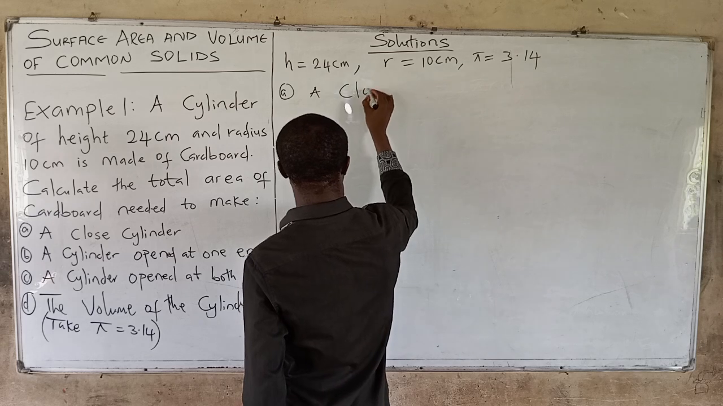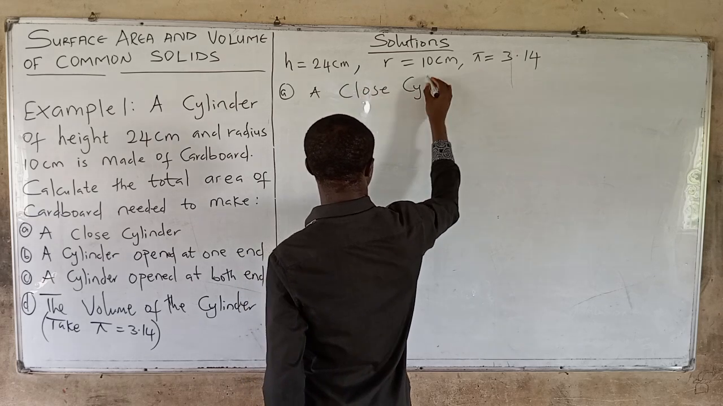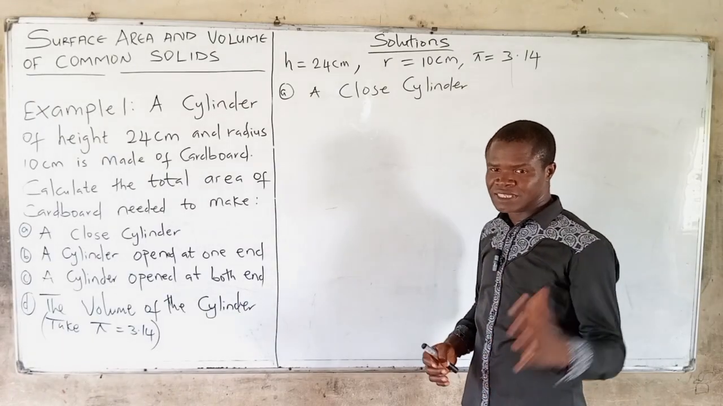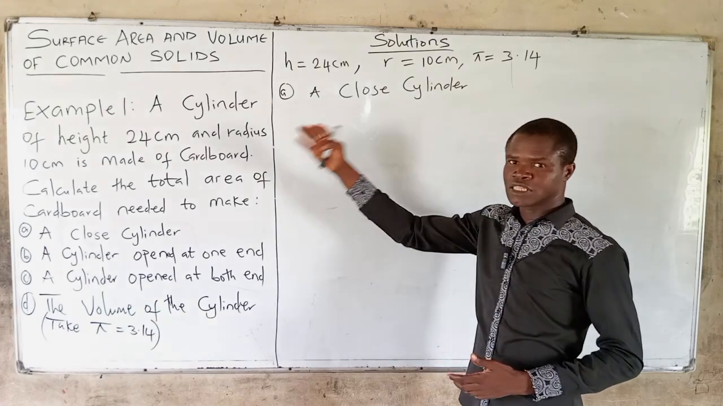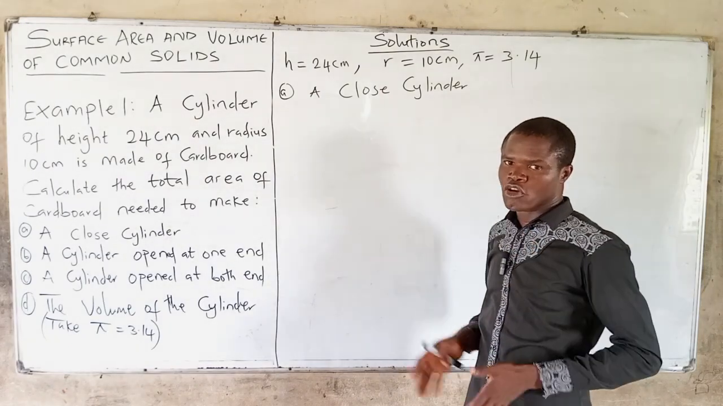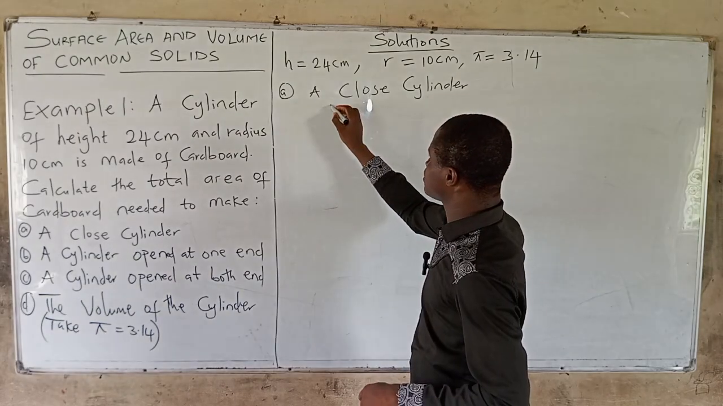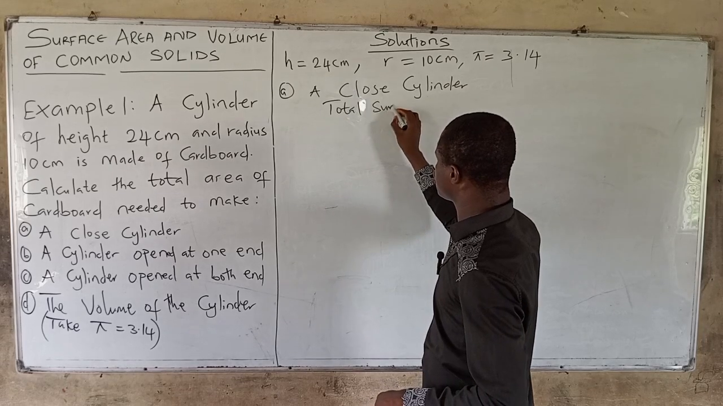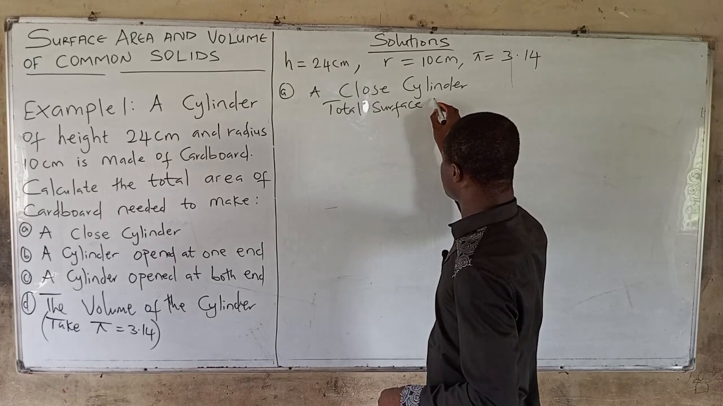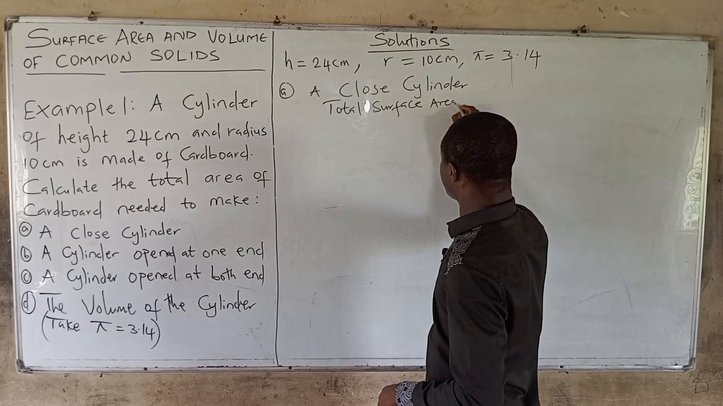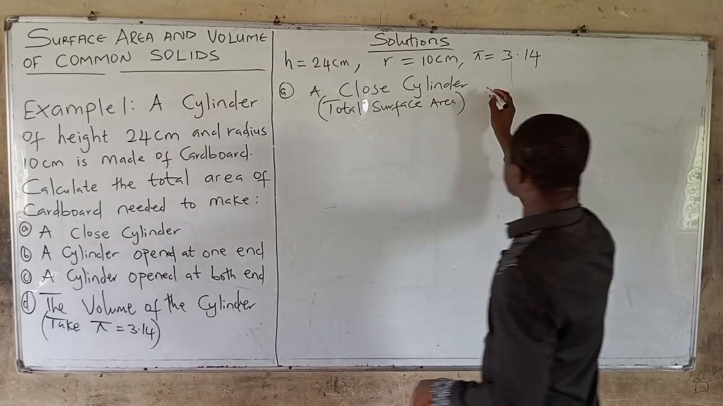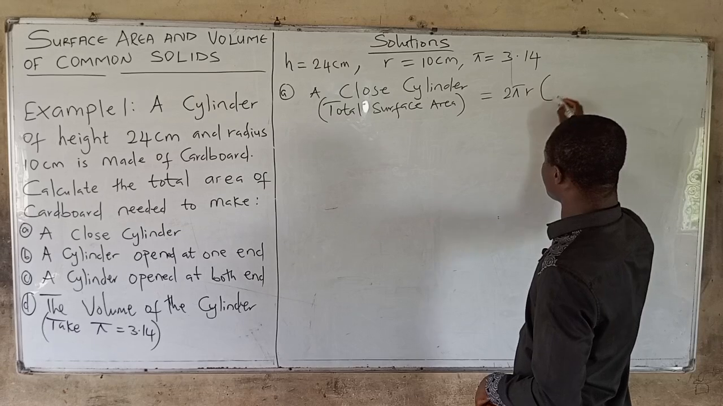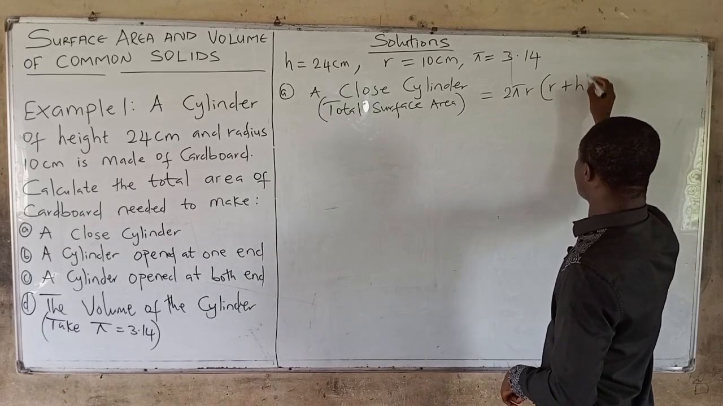A, closed cylinder. When a cylinder is closed, it means the bottom is there, the top is there, plus the curved surface. It is the total surface area of your cylinder. So the formula is giving us 2 pi r bracket r plus h.